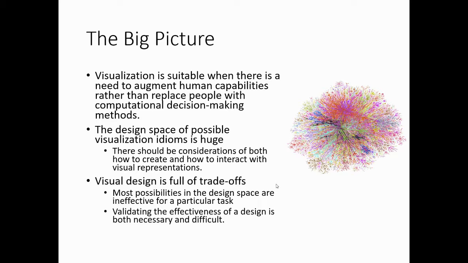There are many different ways to go about things, and there should be considerations for both how to create and how to interact with the visual representations. And these are, as you might expect, full of trade-offs. Most possibilities in the design space are ineffective, so finding one that's actually effective is important, but then validating the effectiveness of that design also needs to be done, and that can be quite difficult and impossible in some cases.